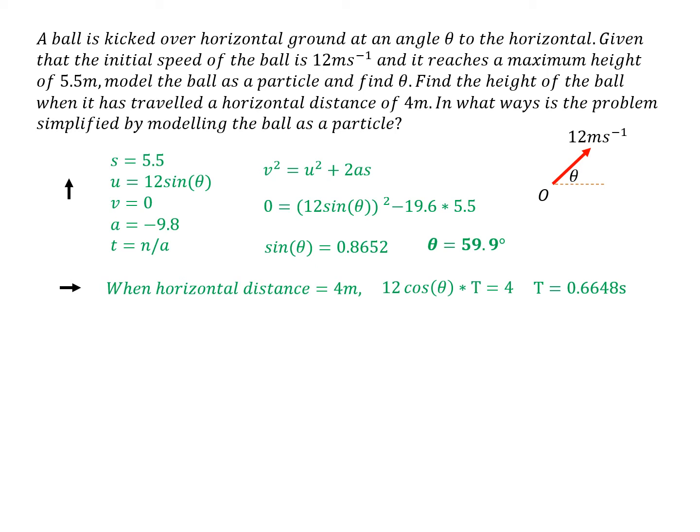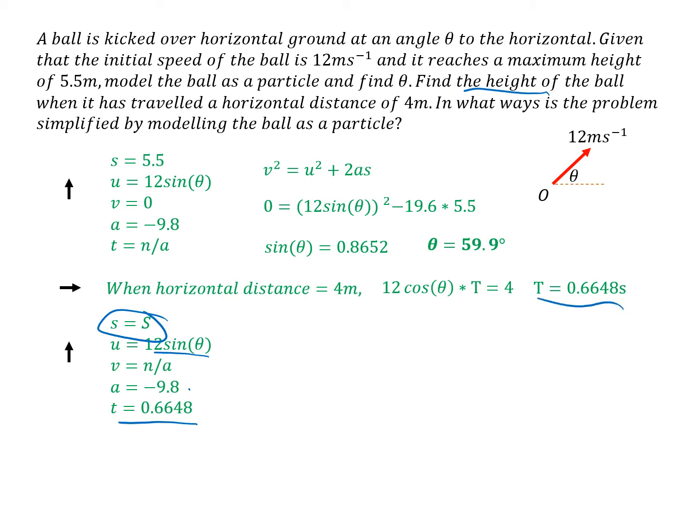I'm writing it down to more decimal places than can be justified, but I don't want to incur any rounding errors unnecessarily. And then I can look at the vertical displacement again, the vertical movement. And vertically, I'm looking for the height of the ball, so I'm calling that s. The initial velocity in the vertical direction is 12 sine theta again. Not interested in the final velocity this time. Acceleration minus 9.8 again, and that's the value of t which I calculated there.